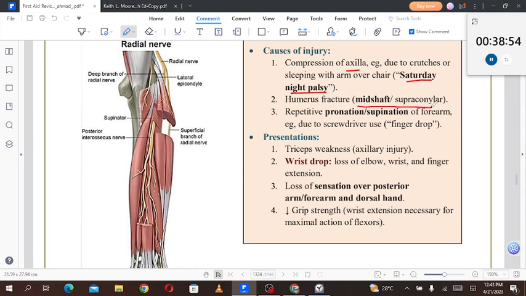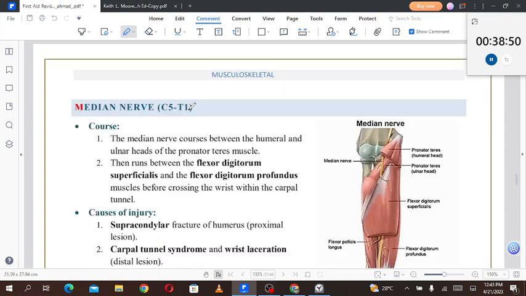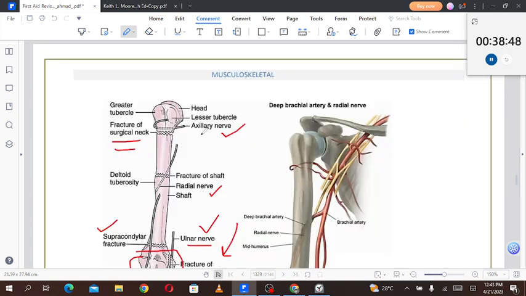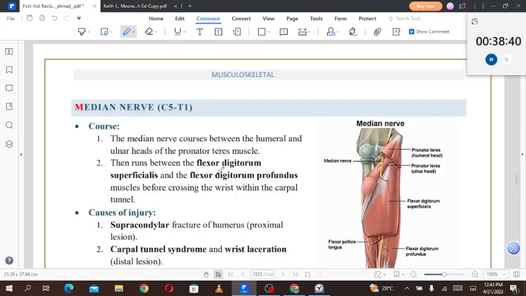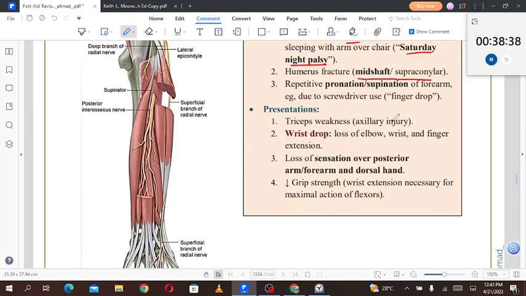Even supracondylar fracture. Supracondylar means above the condyle, so it can be anywhere above the condyles. Suppose the damage is not here but somewhere above it, and the radial nerve was caught in that, so that can cause damage to the radial nerve. But the main thing you must remember is the mid shaft fracture, that is the big one and highlighted over here.